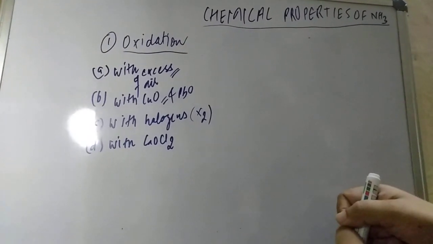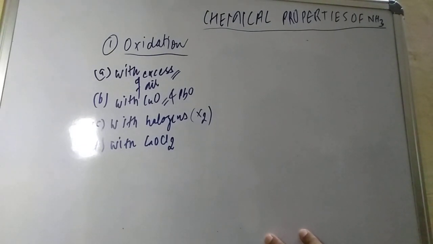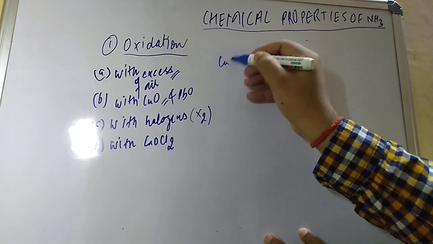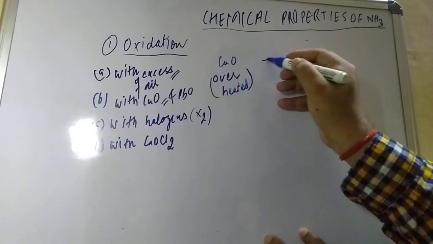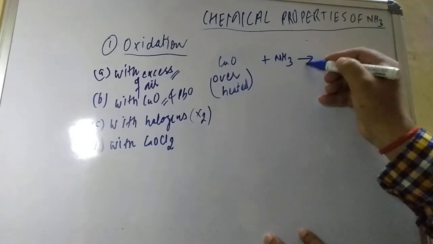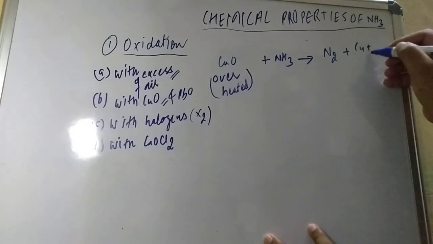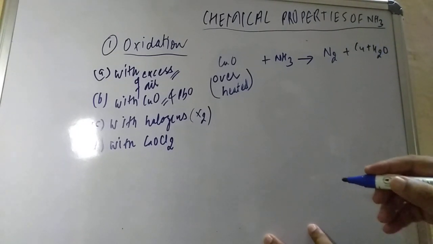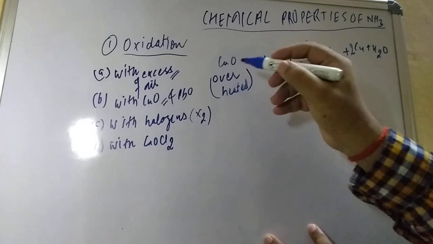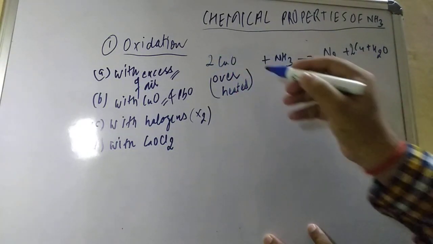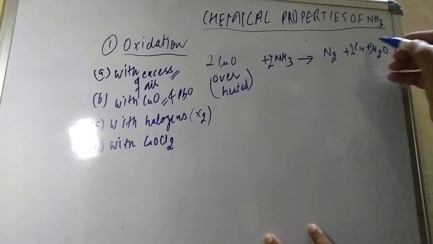The second one is with CuO and PbO. How can we oxidize ammonia with them? You take overheated CuO, and pass ammonia gas over it, so it will convert into dinitrogen plus copper plus water. This is again an example of the oxidation of ammonia, and we can balance this equation. Here there are 2Cu, so on this side also 2CuO, and here 2NH3, so the number of water molecules will be 3H2O. So this is the example.